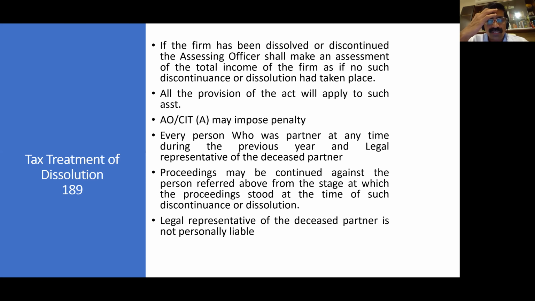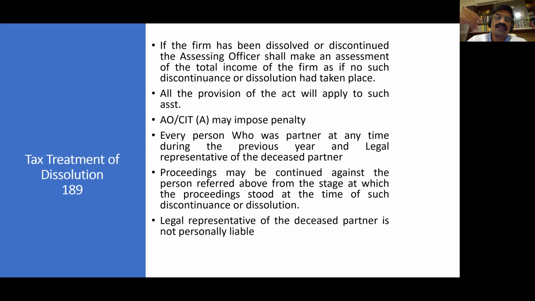Right. What is the joint and several liability? Every person who was a partner, like in 188A, every person who was a partner at any time during the previous year, and the legal representative of the deceased partner, will be liable. So dissolution is on account of death. Now the legal representative is liable. All other partners are also liable.